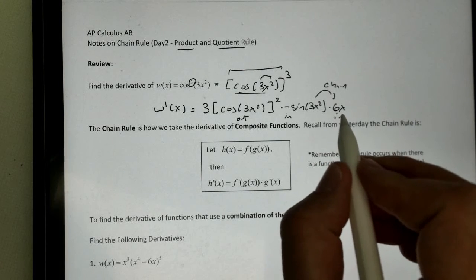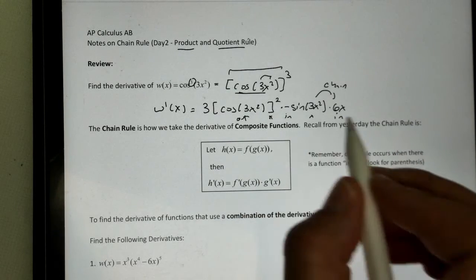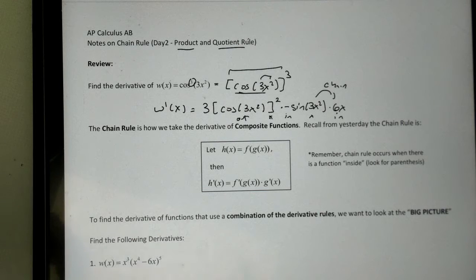And so we have 2 insides here. Remember, we're just going to always multiply them together. We talked about that Russian nesting doll yesterday, and that's kind of the same idea.